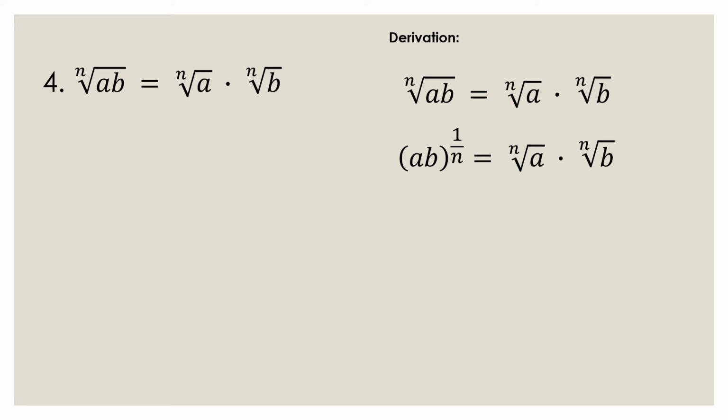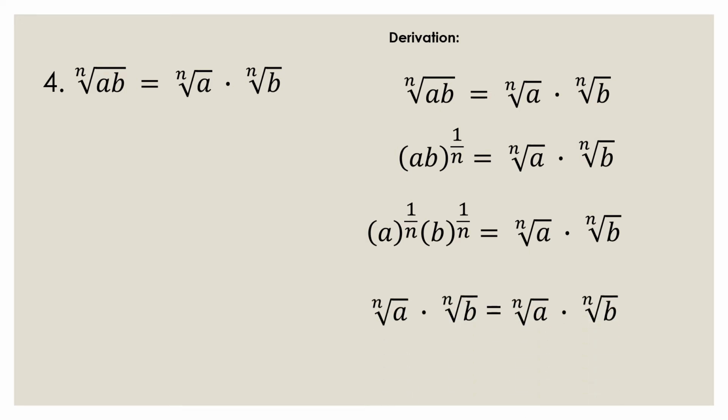Then let's distribute the 1 over n into a and b. So we have a raised to the power of 1 over n times b raised to the power of 1 over n, which is equal to the nth root of a times the nth root of b. Therefore, the nth root of ab is equal to the nth root of a times the nth root of b.